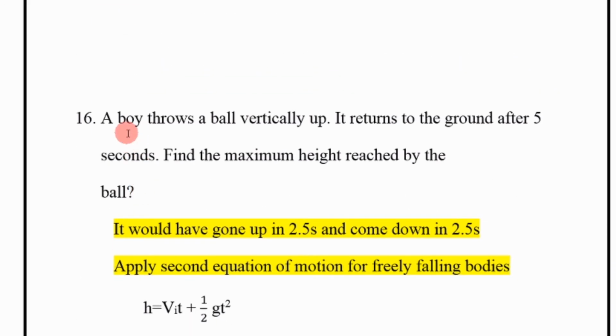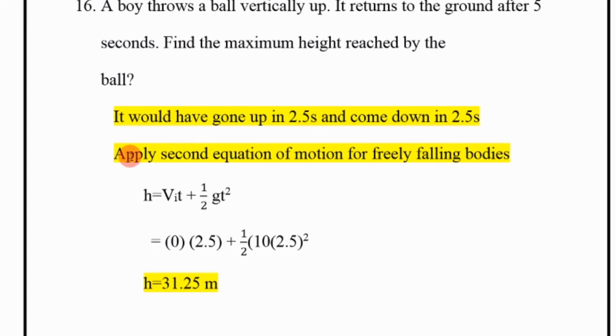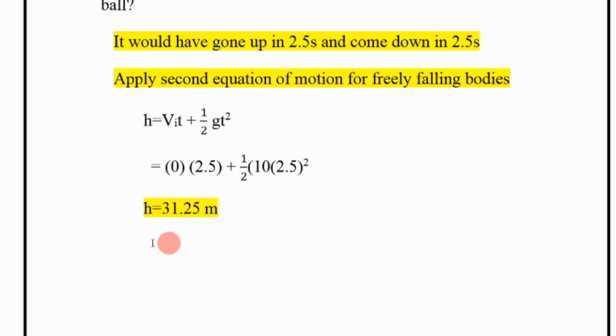Next, a boy throws a ball vertically up. It returns to the ground after 5 seconds. Find the maximum height reached by the ball. It would have gone up in 2.5 seconds and come down in 2.5 seconds. Apply second equation of motion for freely falling bodies. H is equal to Vit plus half Gt square. We put the values and get H is equal to 31.25 meter.